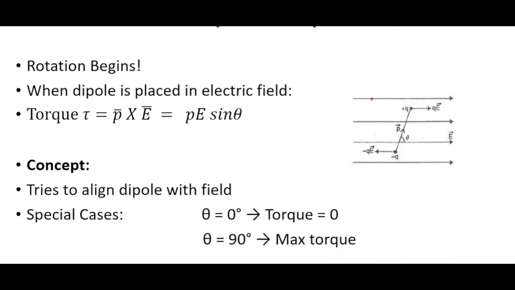Next, torque on dipole. Torque on dipole is where rotation begins. So how do we find torque? The formula uses the dipole moment P, which means plus Q and minus Q, and P makes an angle with the electric field. Torque is P vector cross E vector.